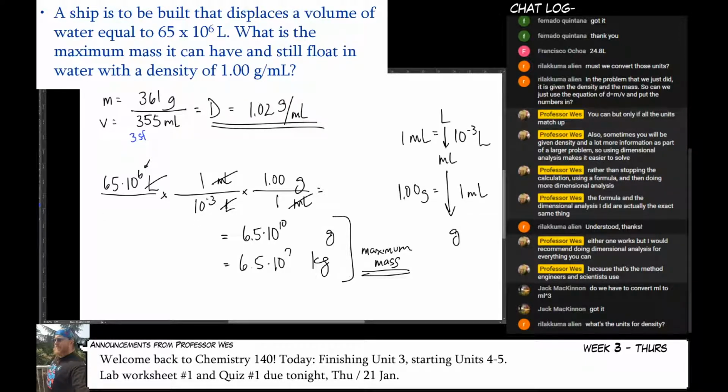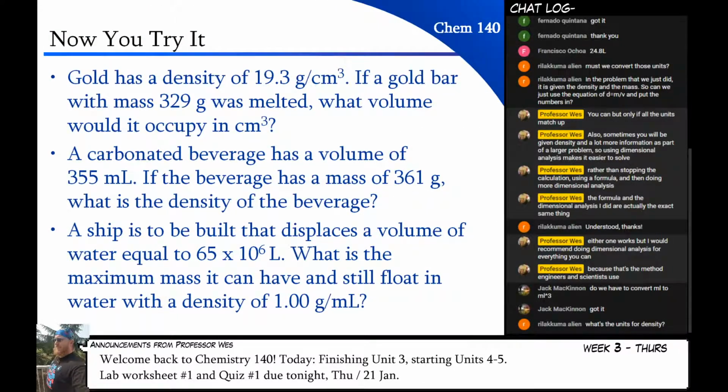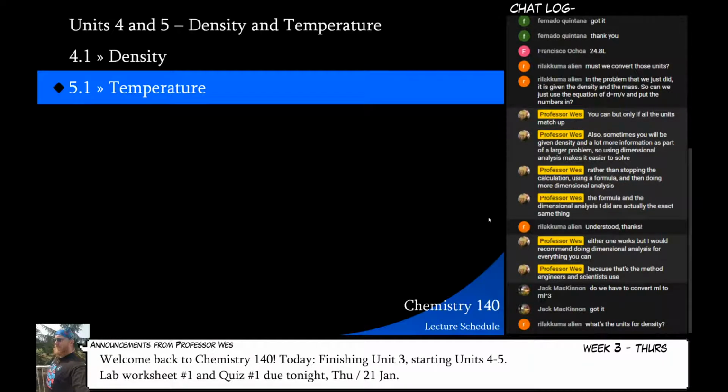All right, I believe that is everything for the density chapter. So you're going to be doing an experiment with density next week in the lab that we have set up for you. So we'll go over that in more detail on Thursday.